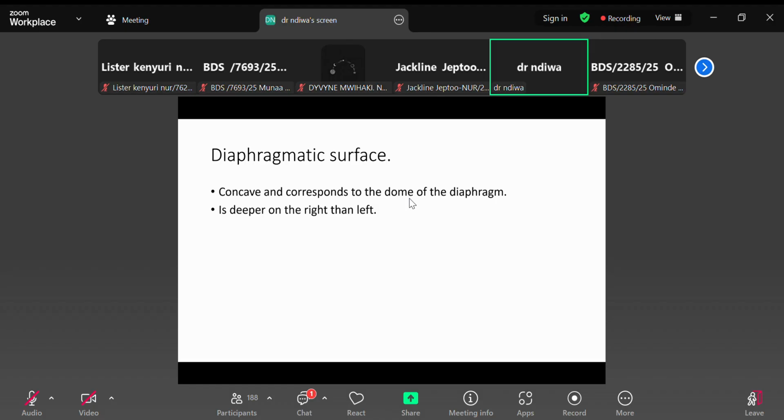Then we have the diaphragmatic surface, which is concave and corresponds to the dome of the diaphragm, usually deeper on the right side than on the left side. Again, another difference between the left side of the lung and the right side is that the diaphragmatic surface of the right lung is usually deeper than the left because of the presence of the liver on the right side.